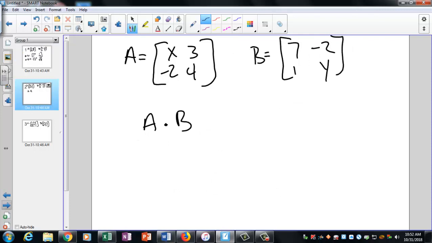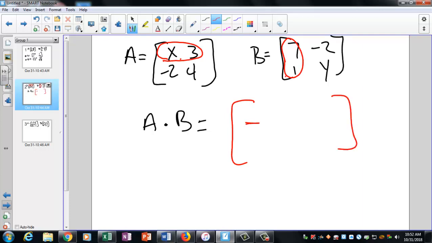Now, how do we do times? Times is a real mother. So for the times, remember that we're doing row by column. It's the first row, first column, so that answer is going to go right here. It's the first row by the first column, so that answer goes in the first row in the first column. So this is x times 7 is 7x. 3 times 1 is 3. And so this piece is 7x plus 3.